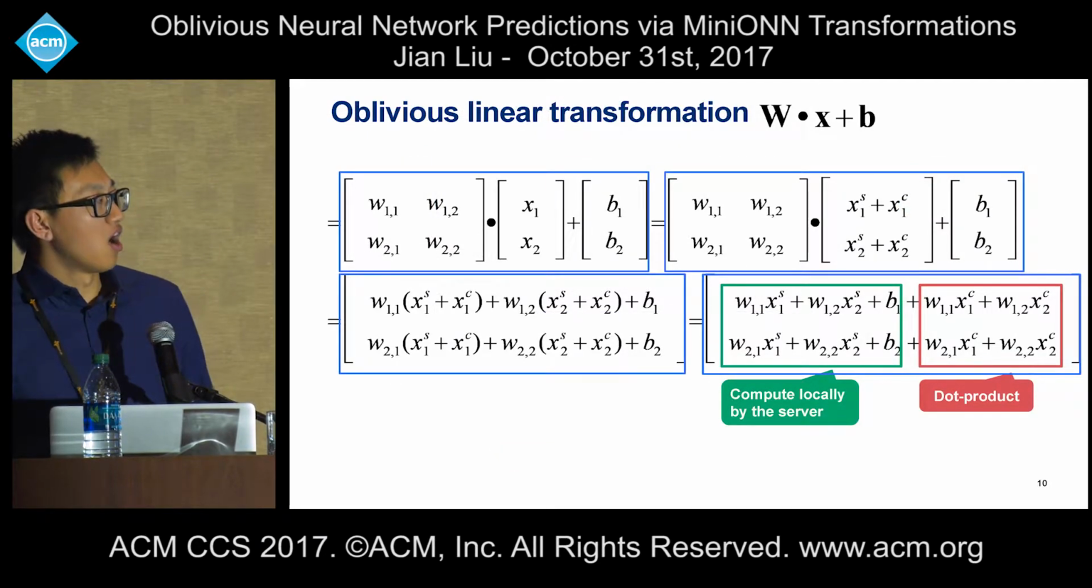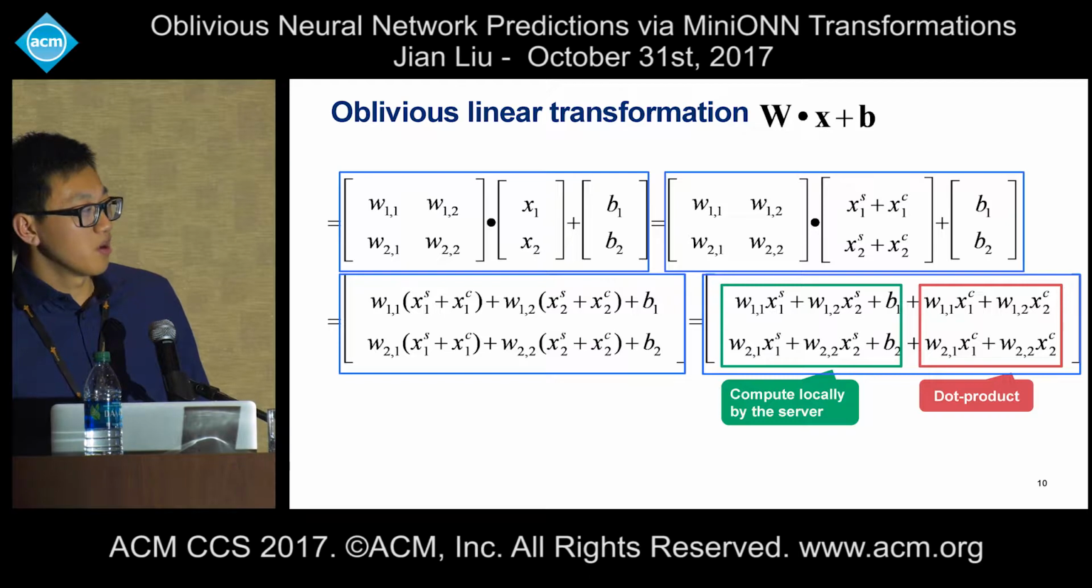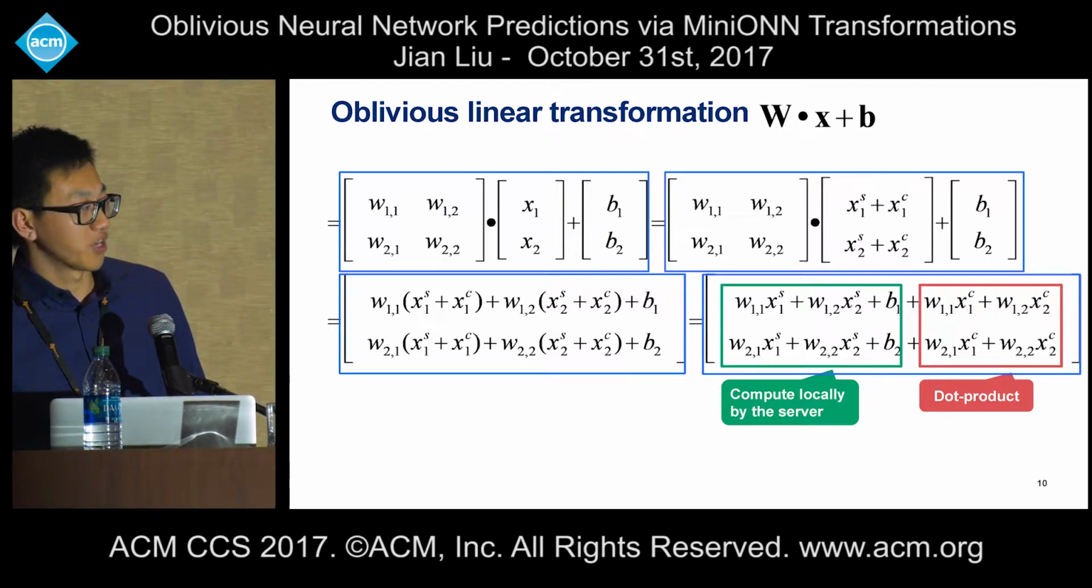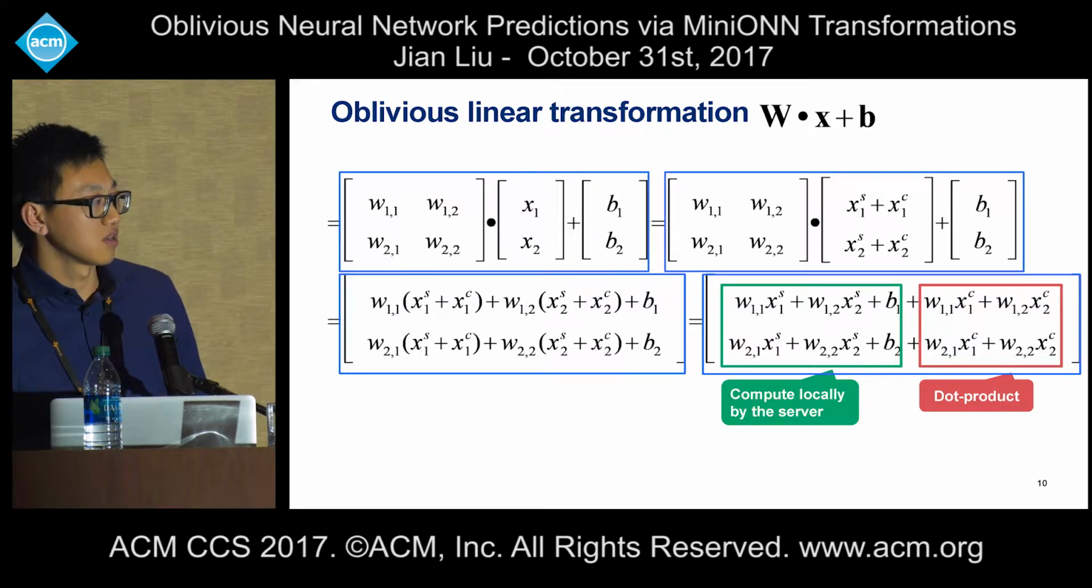So to do the linear transformation, we start from the basic matrix multiplication. Then we replace this x with the shares, and then we multiply the shares into the matrix. And then expand it and rearrange it to this format. So the key observation here is that this part can be computed locally by the server.